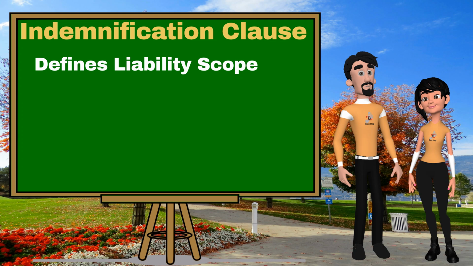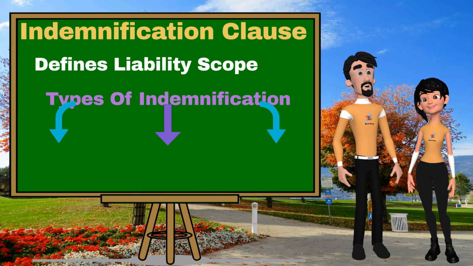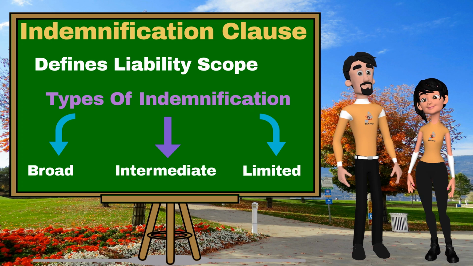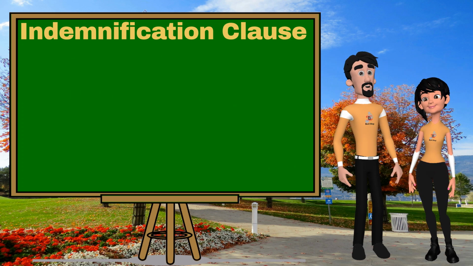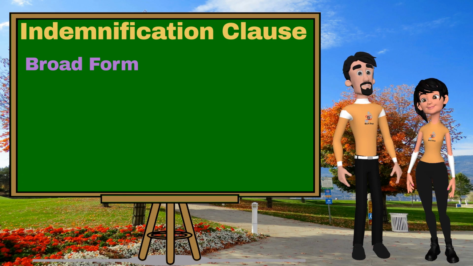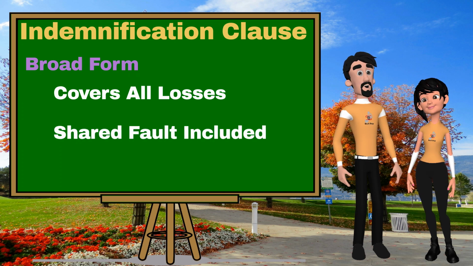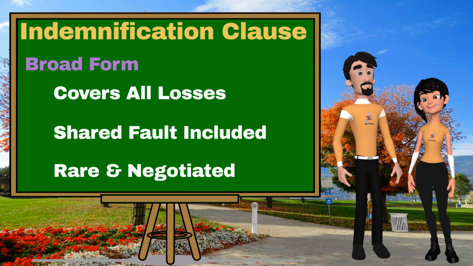There are actually several types of indemnification, most commonly, broad form, intermediate form, and limited form. What's the difference between those? Let's start with broad form indemnification. Here, one party agrees to cover all losses, even if the other party is partly responsible. For instance, if both the startup and the provider contributed to a data breach, the provider still covers everything. It offers the broadest protection but is rarely accepted without heavy negotiation.